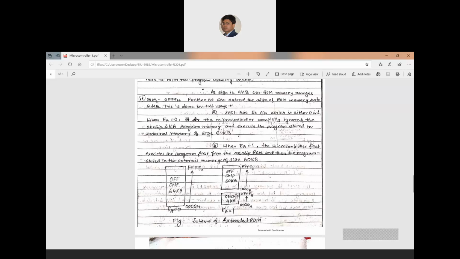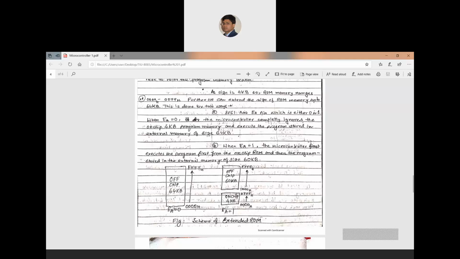So 2 to the power 16 means 2 to the power 6 into 2 to the power 10. 2 to the power 10 is equivalent to 1 kilo, and 2 to the power 6 is equivalent to 64. So that means this is actually 64 kilobyte. 64 kilobyte requires 16 pins to locate each and every address, so this is a combination of 16 bit pins, 0000H to FFFFH.